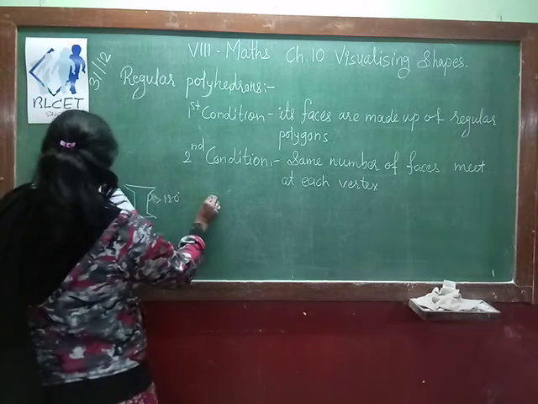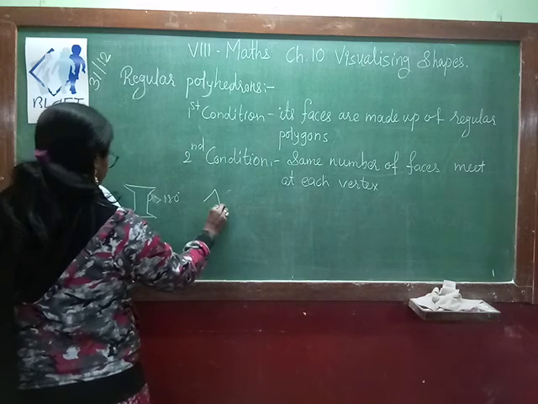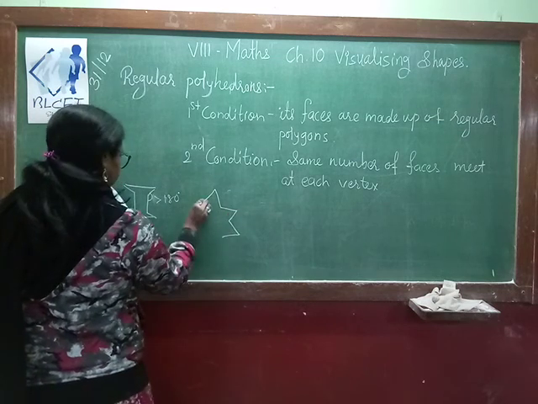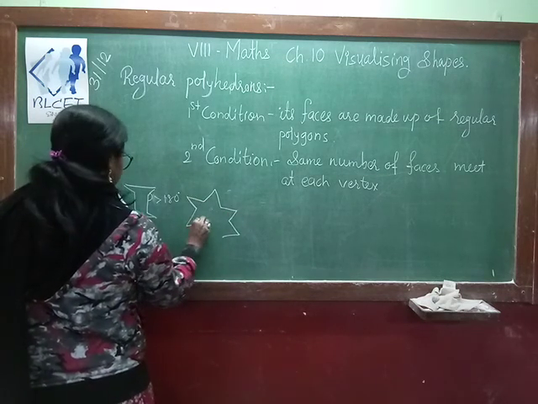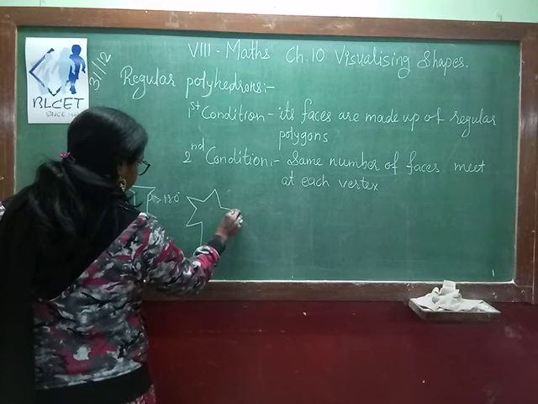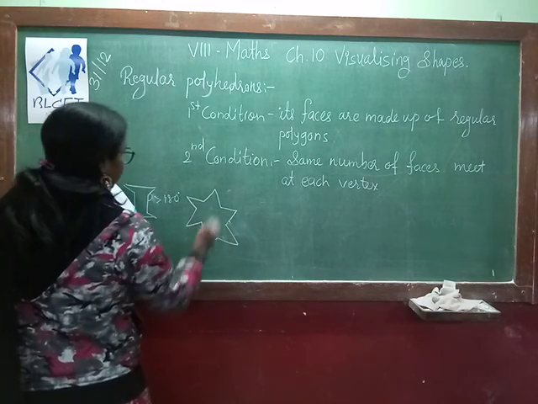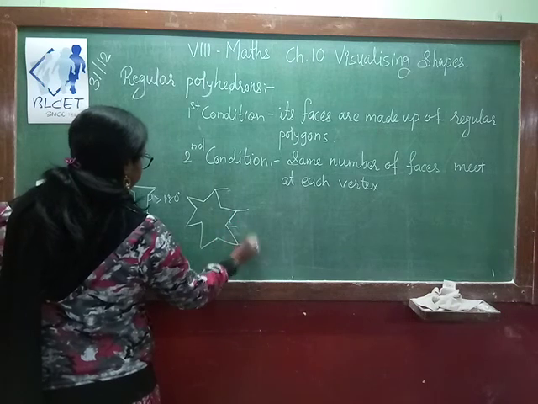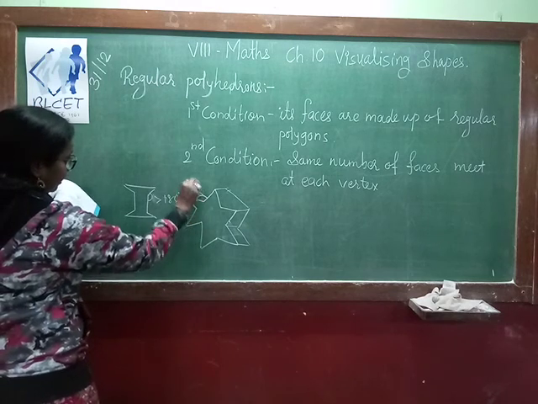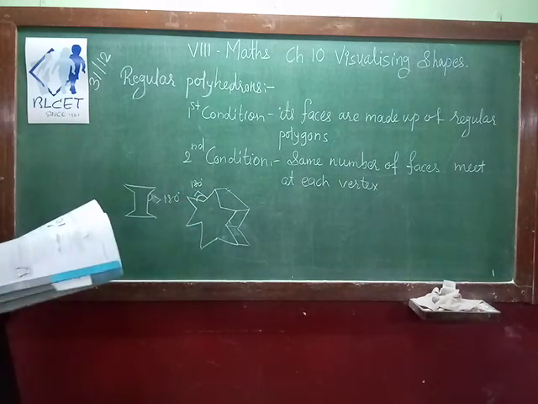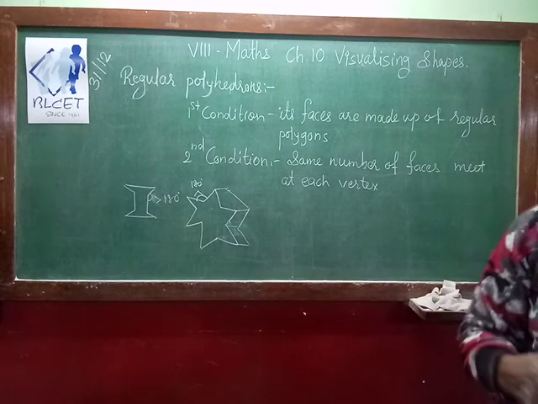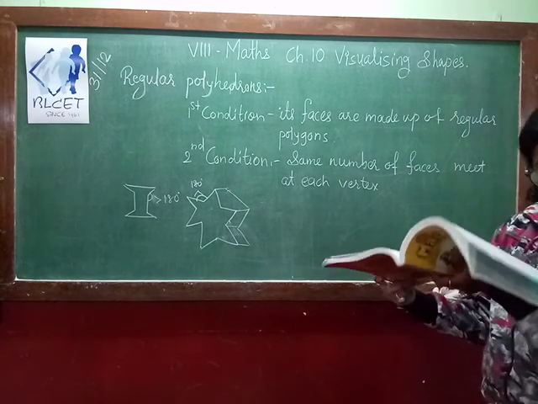Next we have a star. So this is a star. Okay, it's a 3D shape. So here this angle is greater than 180 degrees. So these two shapes that are given are not convex polyhedrons. Okay. Now we move on to the next topic, that is regular polyhedrons.